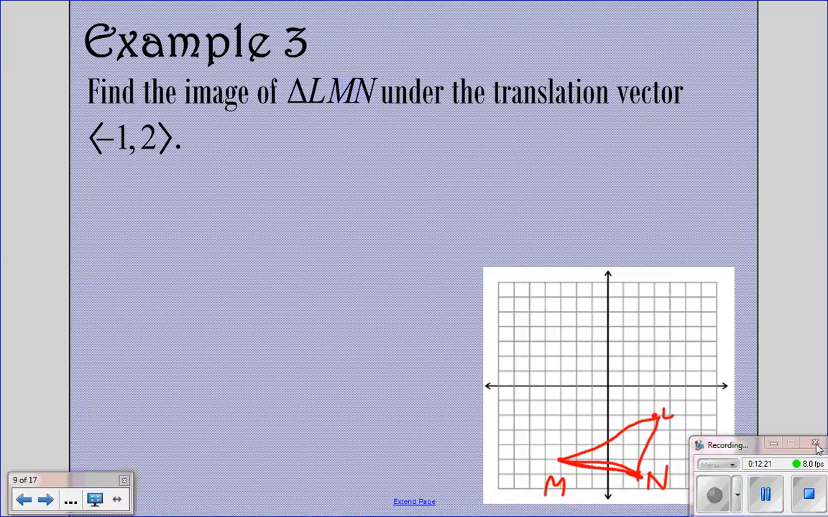And then we're going to translate it under this vector. And so it takes everything and moves it to the left by 1 and then up by 2. So each point gets moved to the left 1 and up 2. And so this is going to be M prime. This point would be L prime. And then this point is going to be N prime.